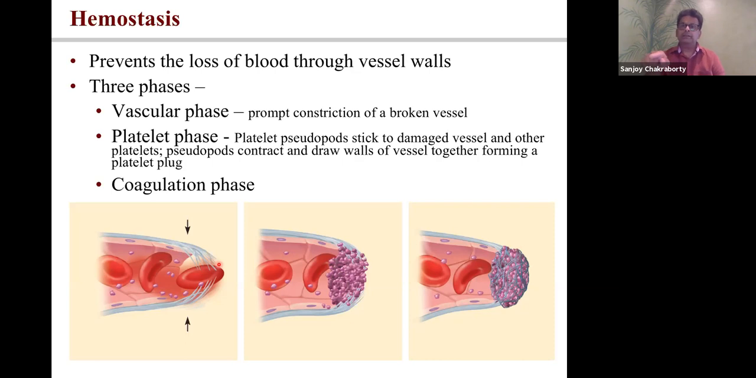Then come the platelets. That's the second phase, called the platelet phase or platelet plug phase. Normally, when the inner wall of the blood vessel is smooth and not damaged, it has a layer of prostacyclin. That prevents the platelets from engaging or getting stuck to the side wall. They just keep flowing.